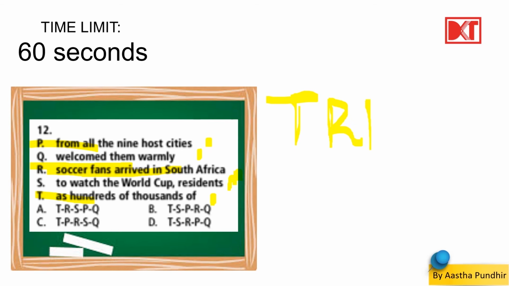No, sorry. As hundreds of thousands of soccer fans arrived in South Africa, probably then we write, yes, to watch the World Cup. So TRS, to watch the World Cup. Then residents, so then we say residents from all the 9 host cities, welcome them warmly. So TRS, P and Q. Yes, correct answer is A. Okay, TRS, P, Q.